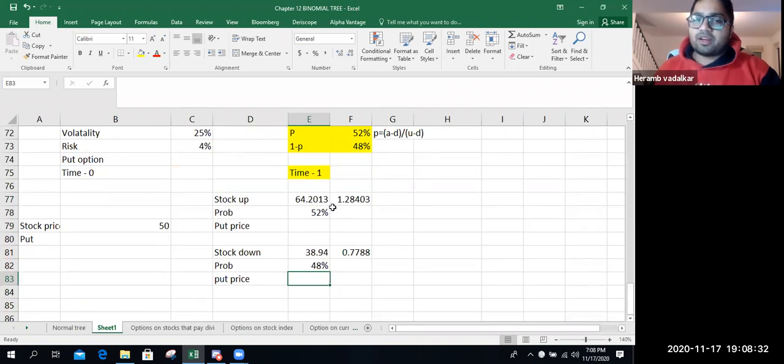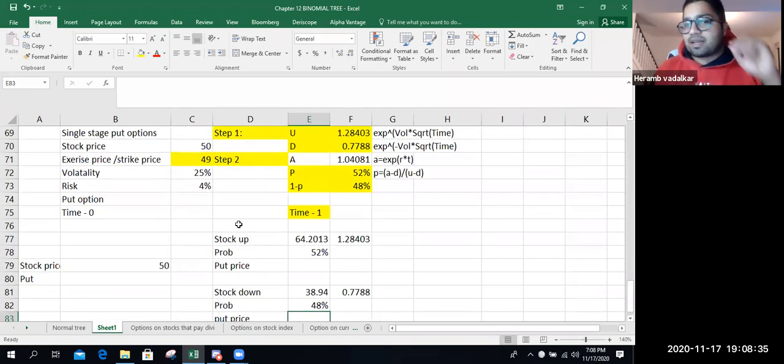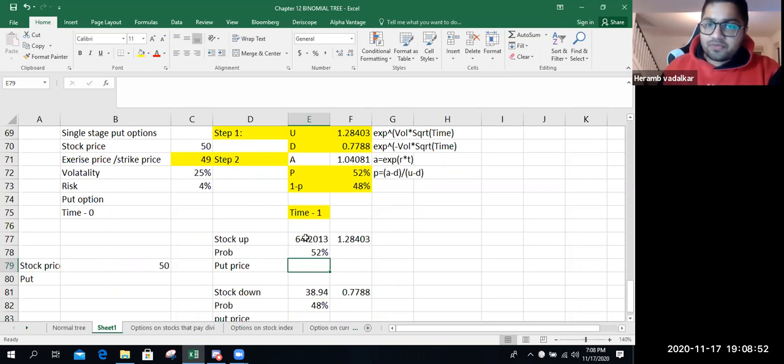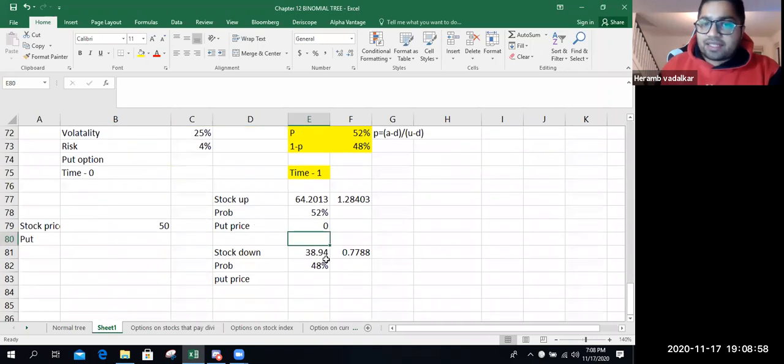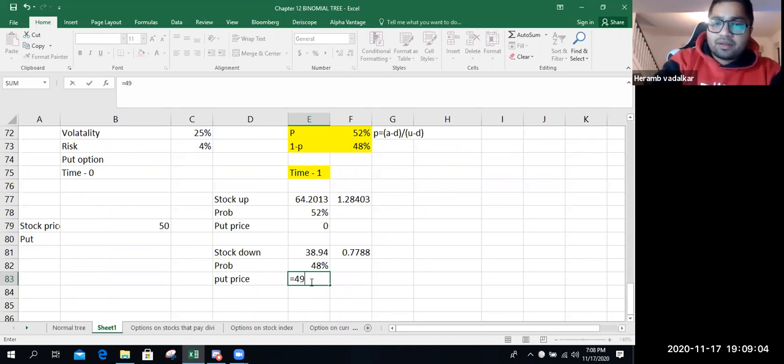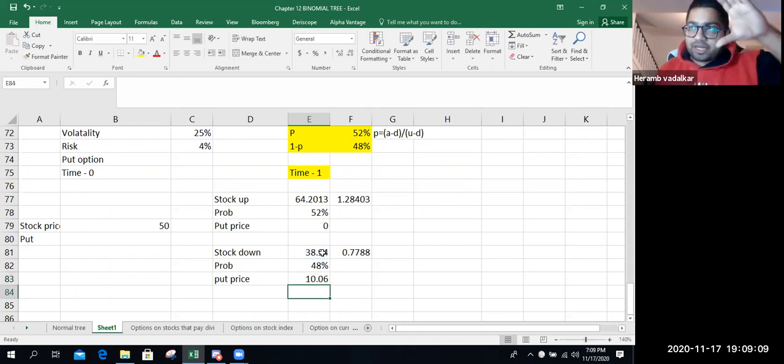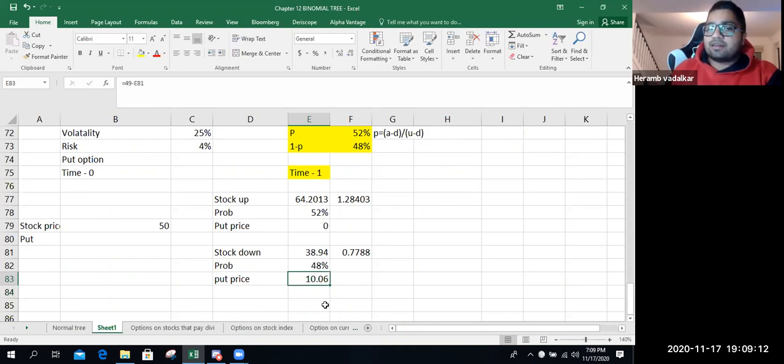Now we have to figure out put price. Put price is opposite of call. Exercise price was 49. So if price is below 49, you make money. If price is above 49, you don't make money. So if price is 64, you don't make money, so put price is 0. If price is 38, you do make money. How much money you make? 49 minus 38. So you start making money below the price of 49. So 49 minus 38 is the put price.